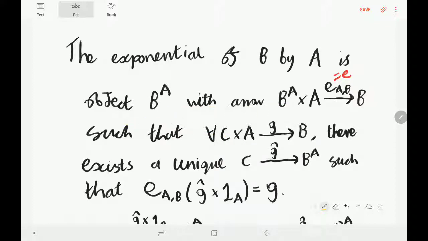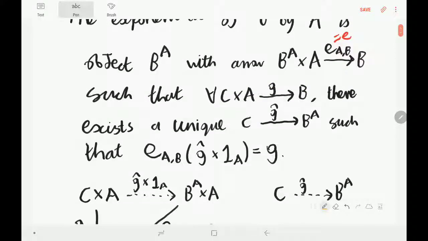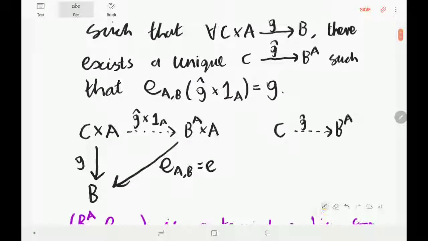So the definition of an exponential object then, we have this arrow E, and it's such that for any arrow G from C times A to B, there exists this unique arrow G cap from C to the exponential object, which has this property that doing E after G cap times 1 equals G. So this is the diagram.